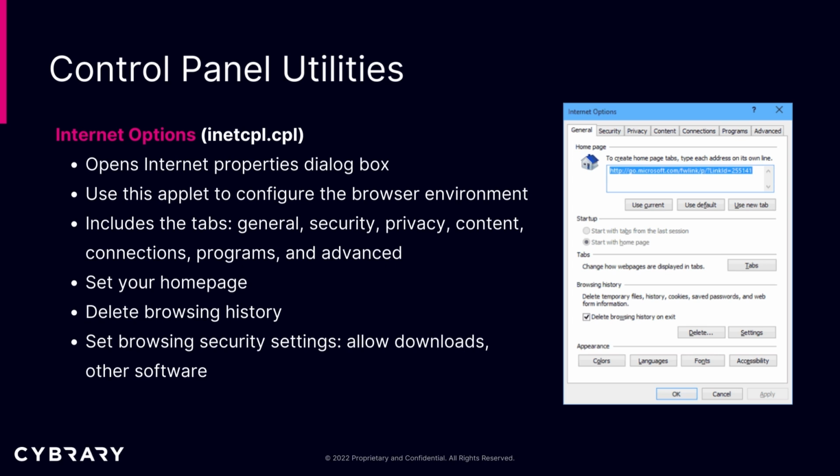In this utility, you can set your homepage. You can delete your browsing history. You can set what security settings to use to download what applets or what programs. How does your browser function with websites? What is it allowed to download and what is it allowed to access in those websites as well. Total control of your browsing experience is in the Internet Options utility.